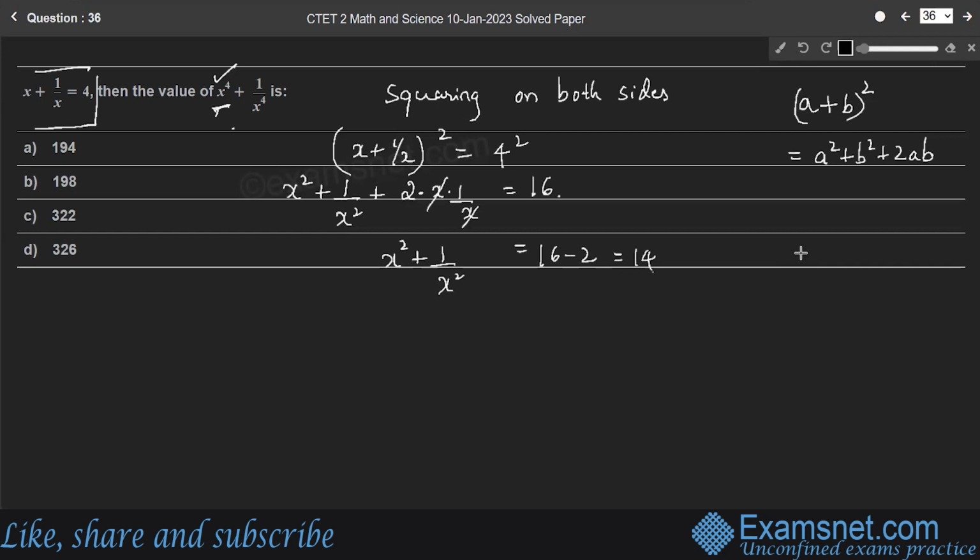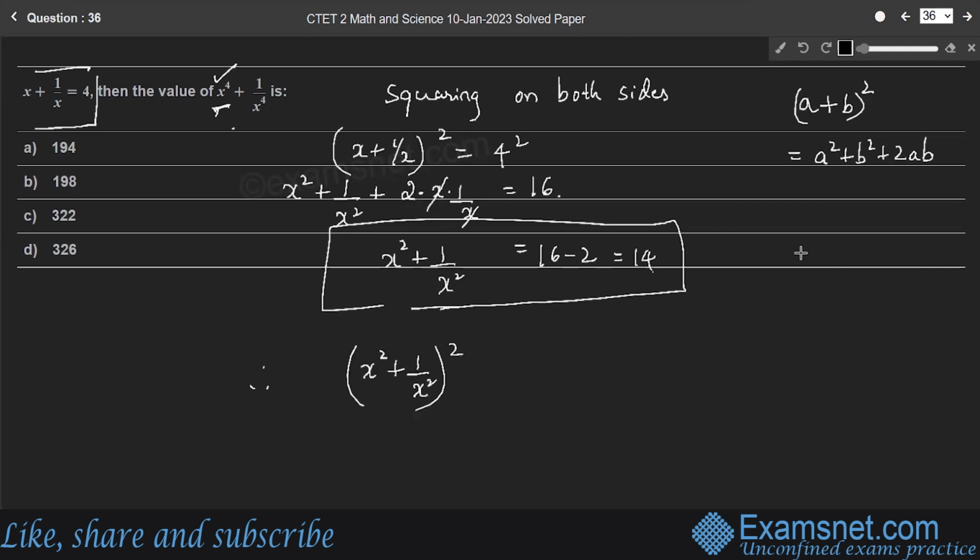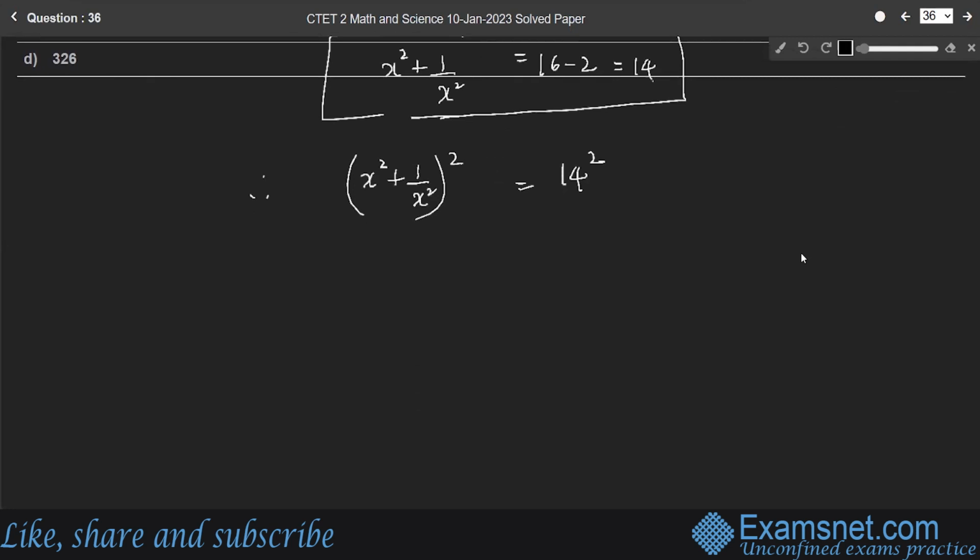So to get x raised to 4 plus 1 by x raised to 4, again we have to square the equation we get here. So therefore, x square plus 1 by x square the whole square becomes 14 square. So again, this x square plus 1 by x square the whole square is in the form of a plus b the whole square.